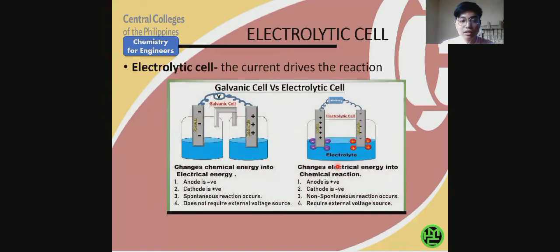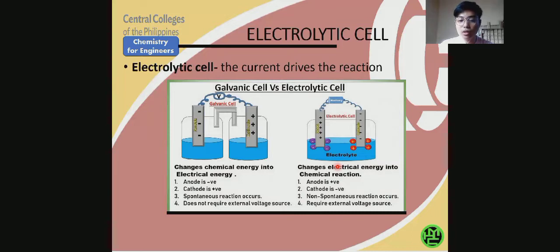So, the electrolytic cell. Another type of cell is the electrolytic cell, wherein the current drives the reaction. So, it is the opposite of our voltaic or galvanic cell. Because in the galvanic cell, the reaction generates current. So because of the reaction, there is current, which is the reason we get power, such as lighting up light bulbs. Okay, while for the electrolytic cell, the solution must first have current for our chemical reaction to proceed.